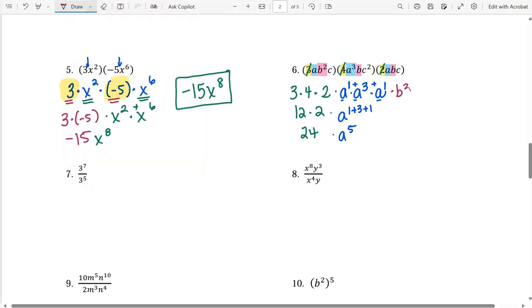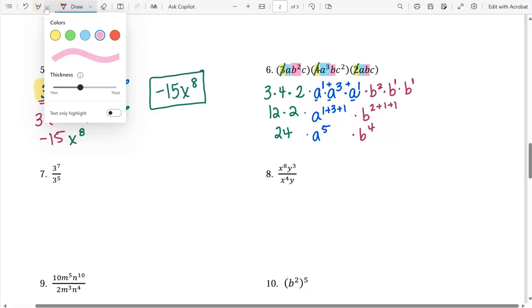So b squared times b times b, I can write that single base one time. Make sure you go ahead and put your exponents in there so you don't leave them out. I end up with 1, 2, 3, 4 of those bases. So the rule says I take 2 plus 1 plus 1, b to the 4th in all.